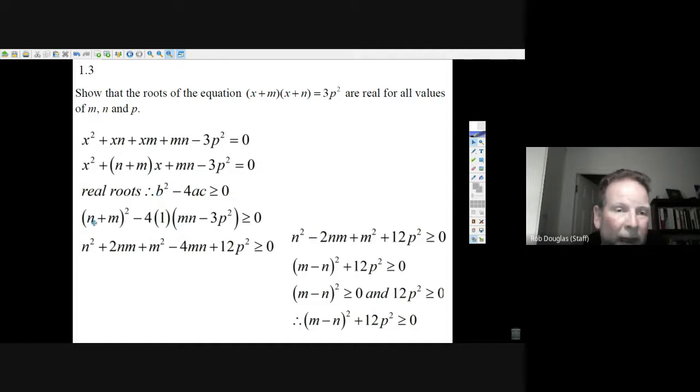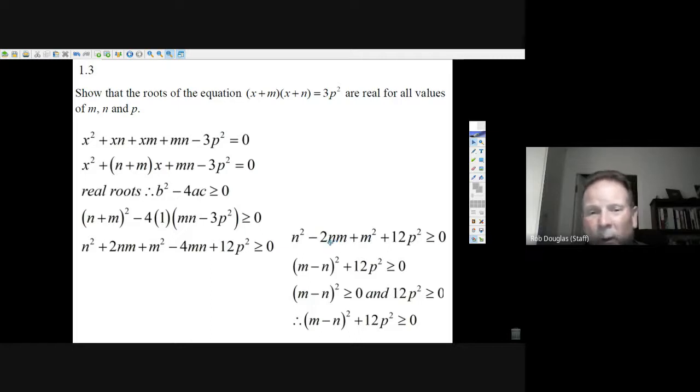Well, b is n plus m, so you square that. Minus 4 times a is 1. And the mn minus 3p squared, well, that's your c. Well, multiply it out. You get n squared plus 2nm plus m squared minus 4mn plus 12p squared. Now, 2nm minus 4mn is minus 2nm.